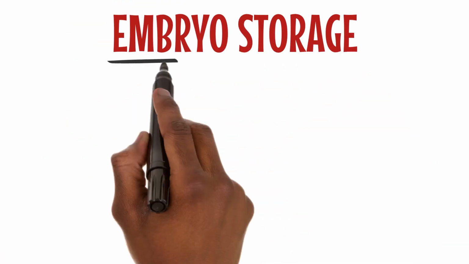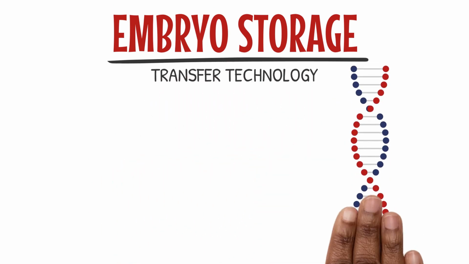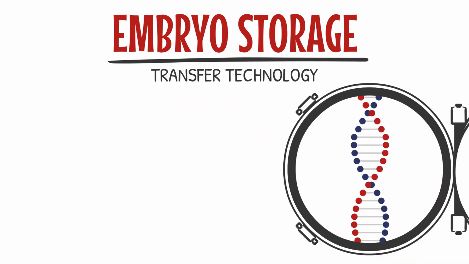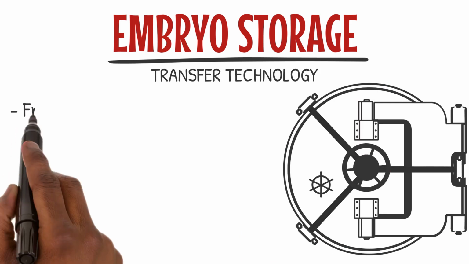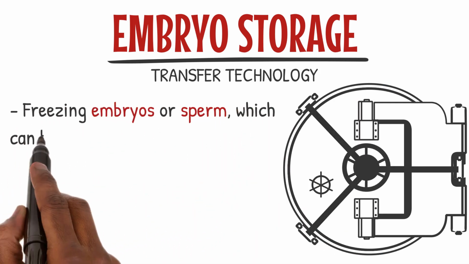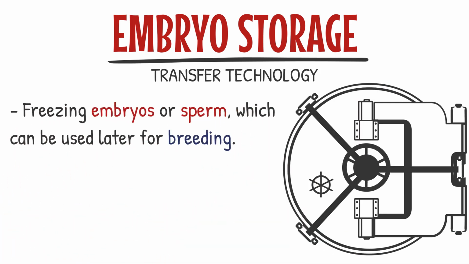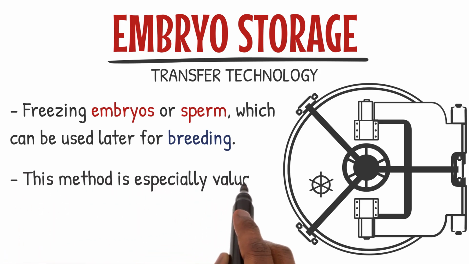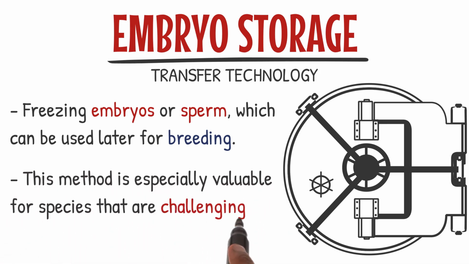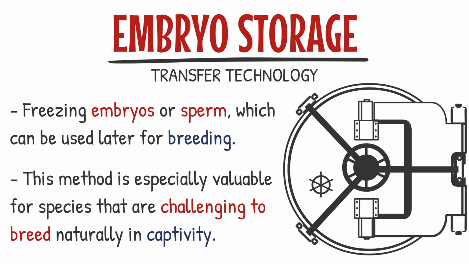Embryo storage and transfer technology is another critical tool. It allows the preservation of genetic material by freezing embryos or sperm, which can be used later for breeding. This method is especially valuable for species that are challenging to breed naturally in captivity.